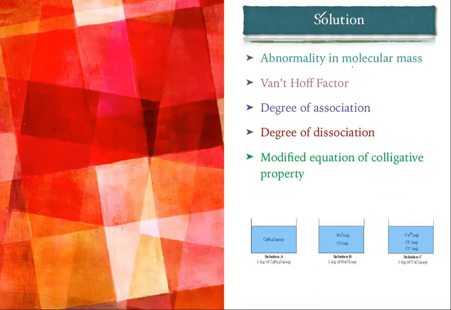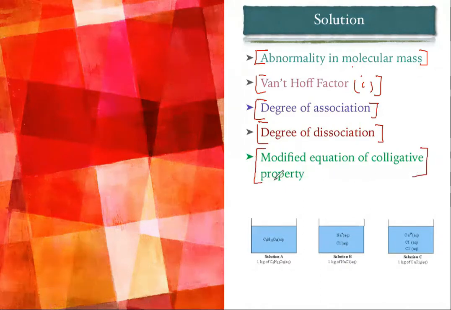In this video lecture, we'll continue solutions. The subtopics that we are going to discuss: first one will be abnormality in molecular mass. Next, we'll discuss the van't Hoff factor, which is represented with the I. Next, we'll discuss the degree of association. Next, we'll discuss the degree of dissociation. And in the last, we'll discuss the modified equation of colligative properties. Those are 4 colligative properties.